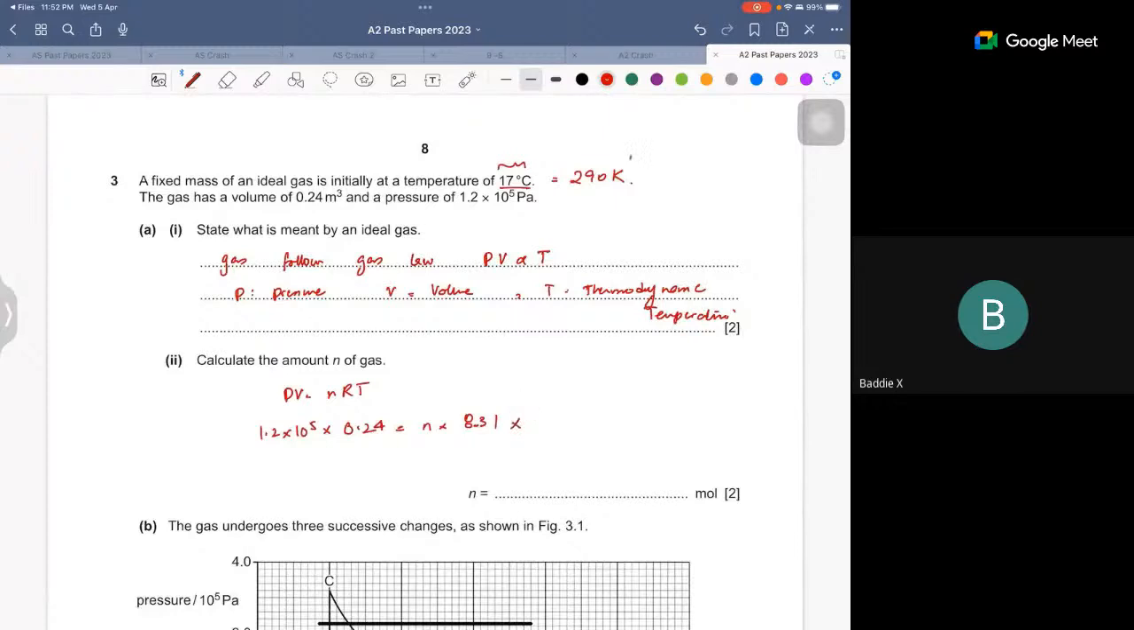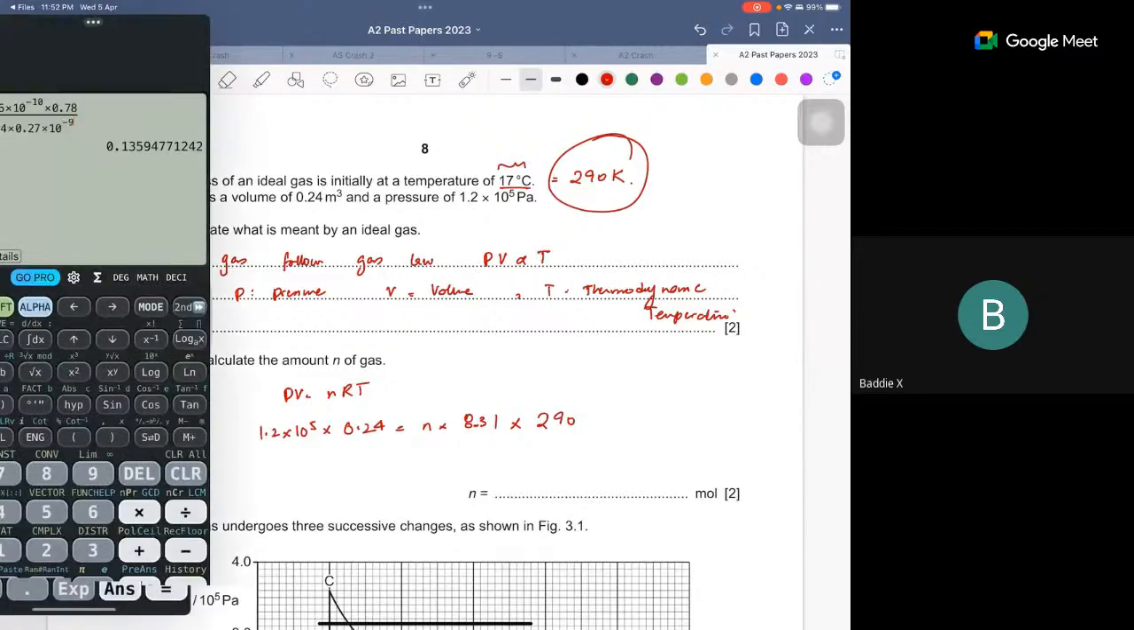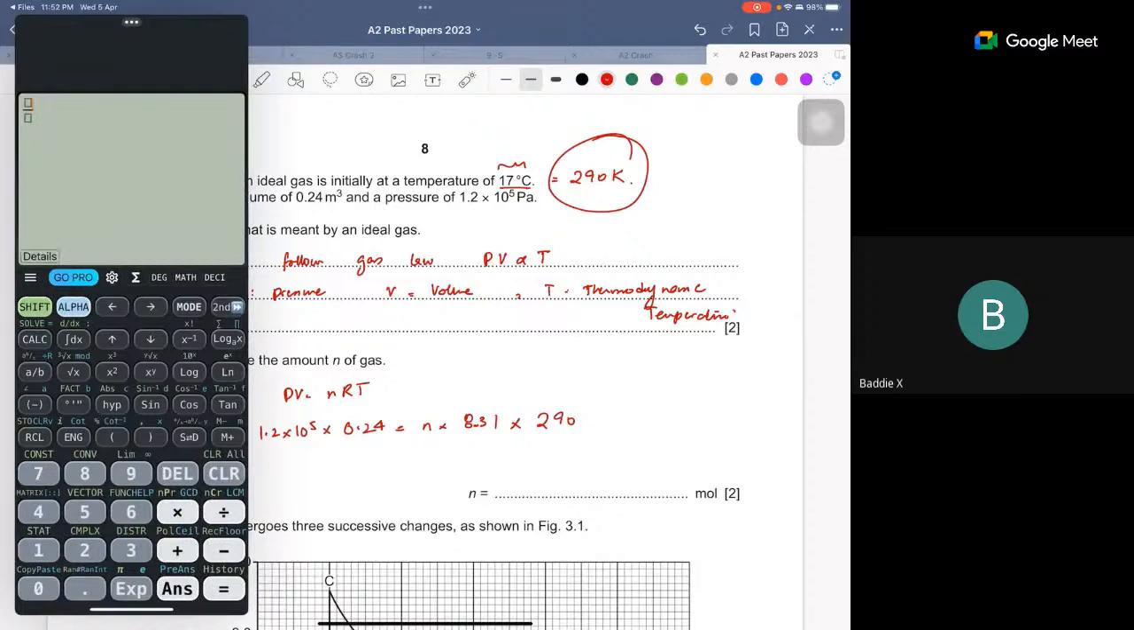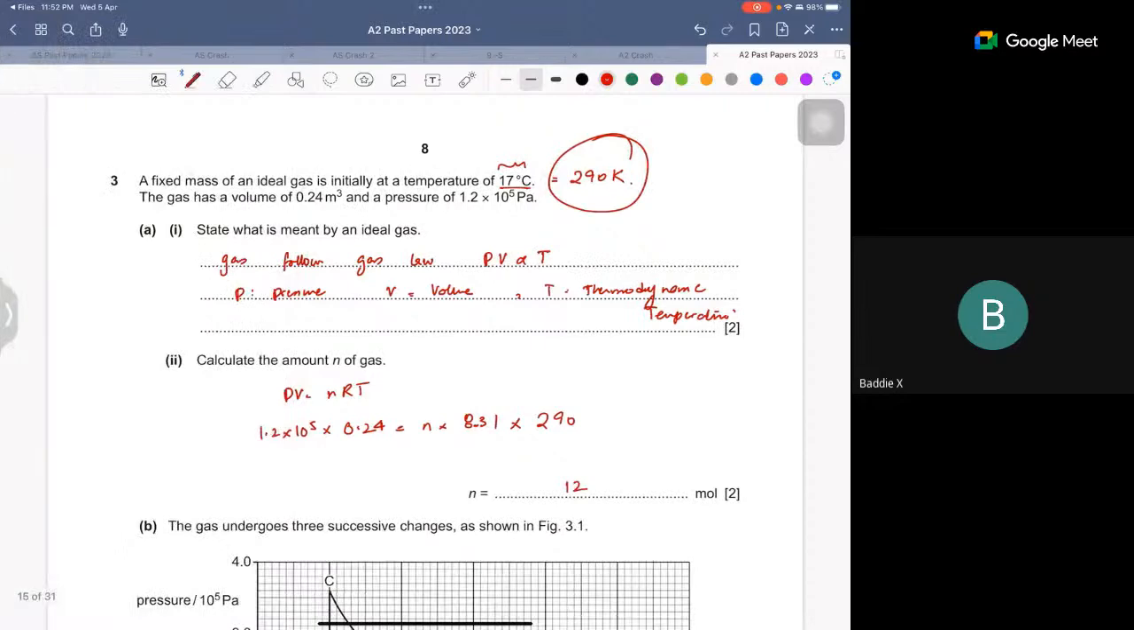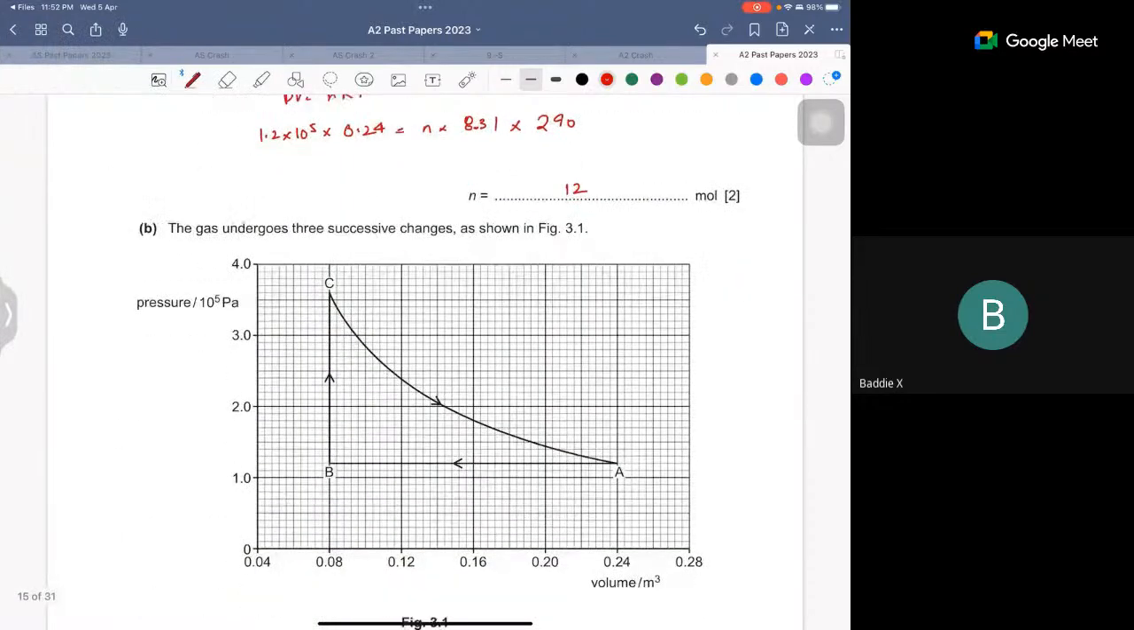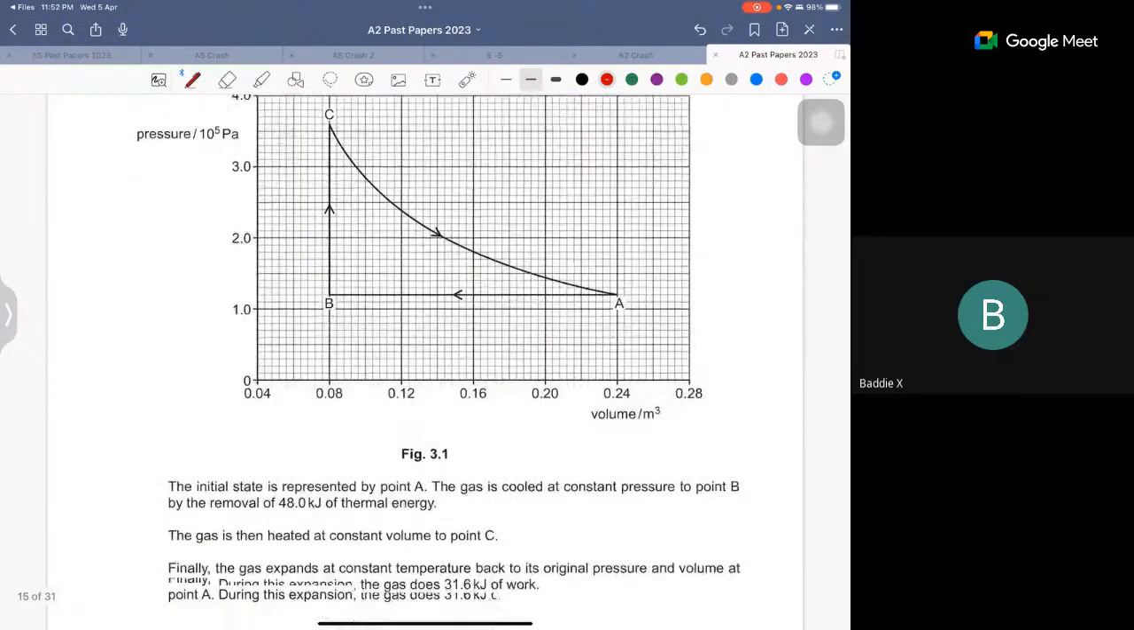And then the temperature, you got to take it as 290 because it has to be in Kelvin. Do not make this mistake, please. So 1.2 times 10 raised to power 5, and then multiply by 0.25 to 4, divided by 8.31 and 290. Okay, so that's going to be almost 12 moles, right? Pretty good.